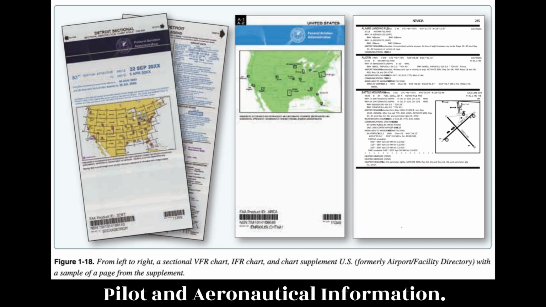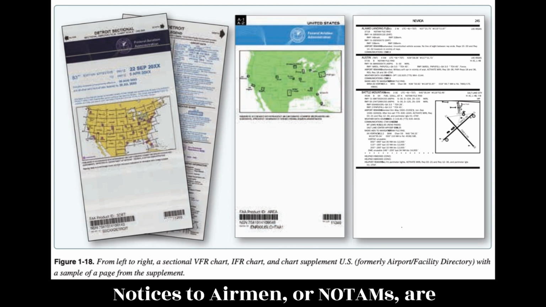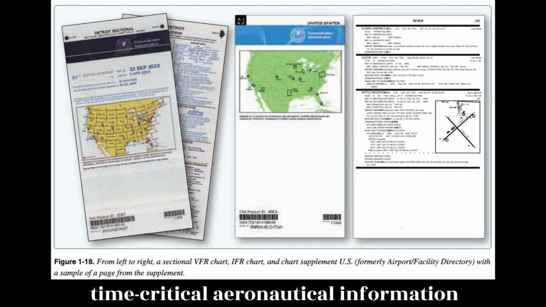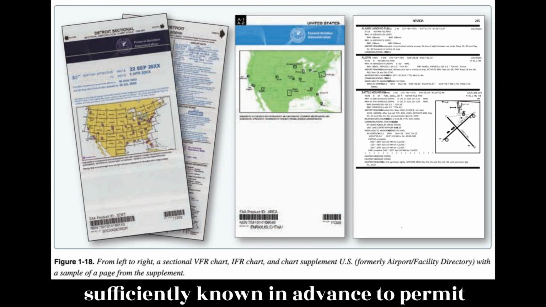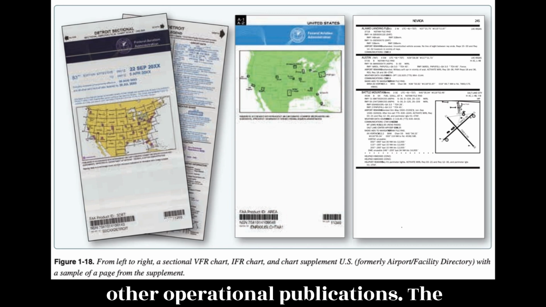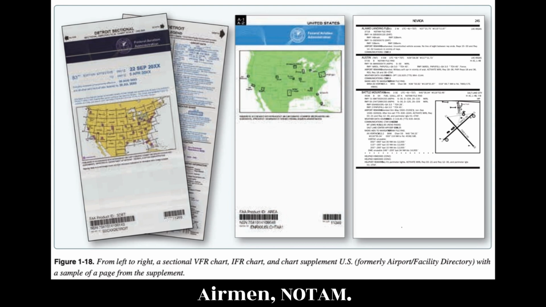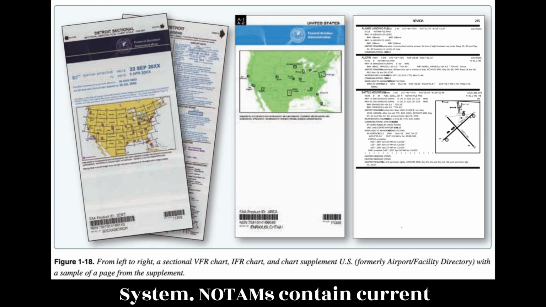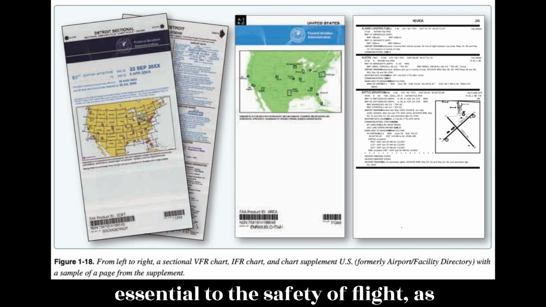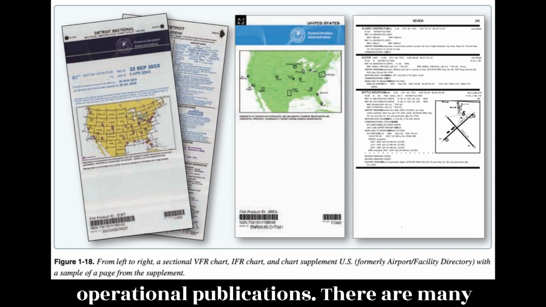Pilot and aeronautical information. Notices to airmen, NOTAMs. Notices to airmen, or NOTAMs, are time-critical aeronautical information either temporary in nature or not sufficiently known in advance to permit publication on aeronautical charts or in other operational publications. The information receives immediate dissemination via the National Notice to Airmen, NOTAM, system. NOTAMs contain current notices to airmen that are considered essential to the safety of flight, as well as supplemental data affecting other operational publications.